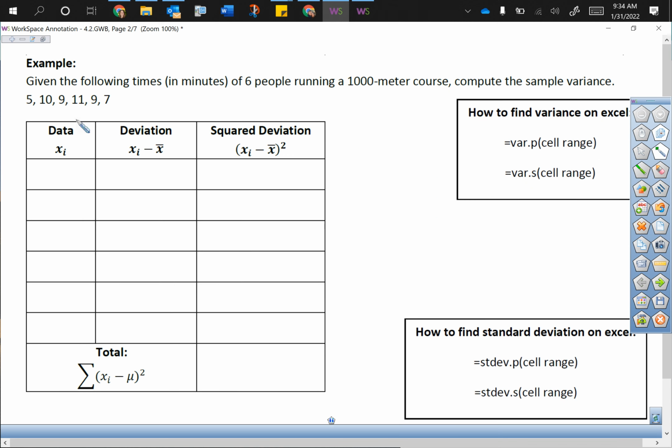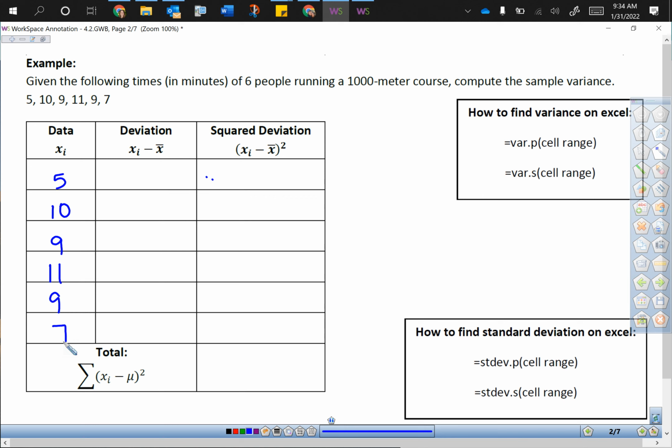Now, they said the times are 5, 10, 9, 11, 9, and 7. Those are our data values, so they need to go in the data column. So it would be 5, 10, 9, 11, 9, 7. Now, they didn't tell us that it had to be in numerical order. If it bothers you, go ahead and put it in numerical order. That's no big deal, but they didn't say it had to be. On Excel, you would just copy that data over, and then if you want to put it in numerical order, no big deal. Super easy.